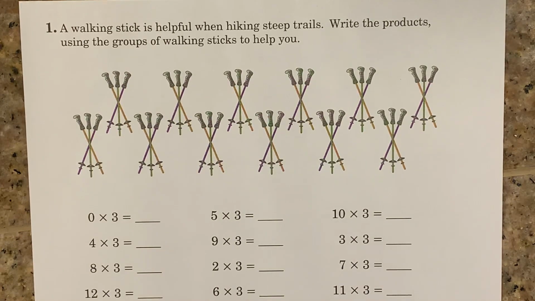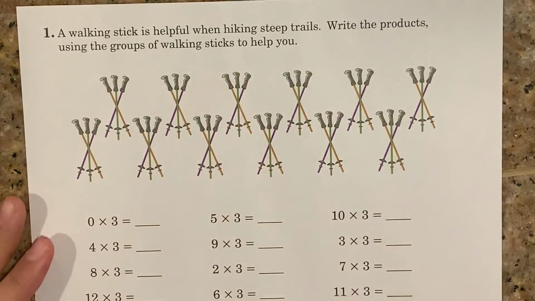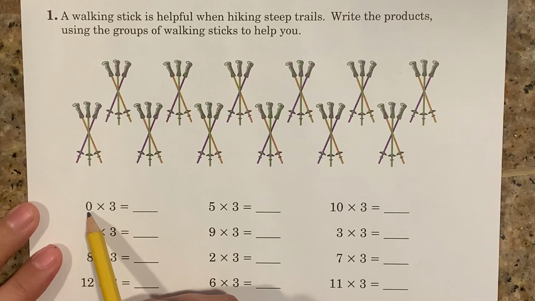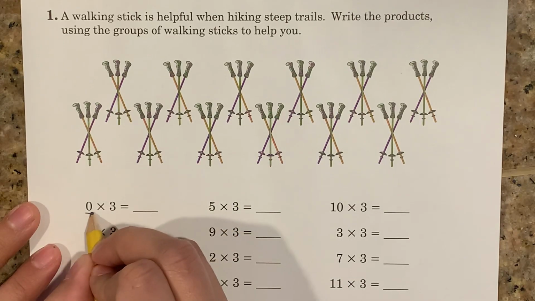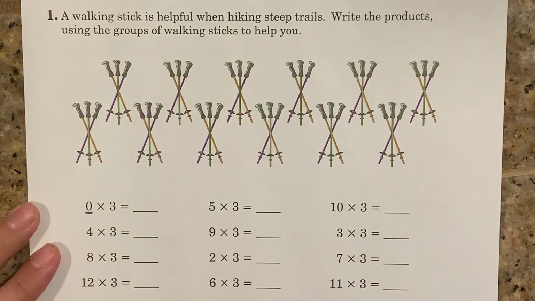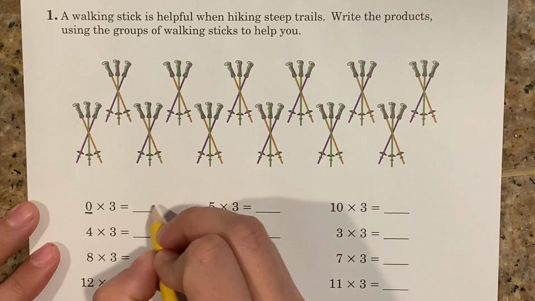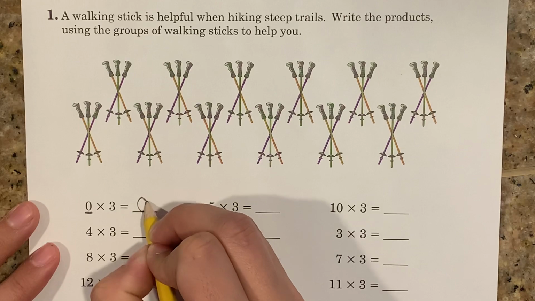Number 1. A walking stick is helpful when hiking steep trails. Write the products using the groups of walking sticks to help you. So these are all groups of 3, so it'll be easy for us to count and multiply. The first number that is not 3 is how many groups of walking sticks you count. So you're not counting any walking sticks, so the answer is 0.